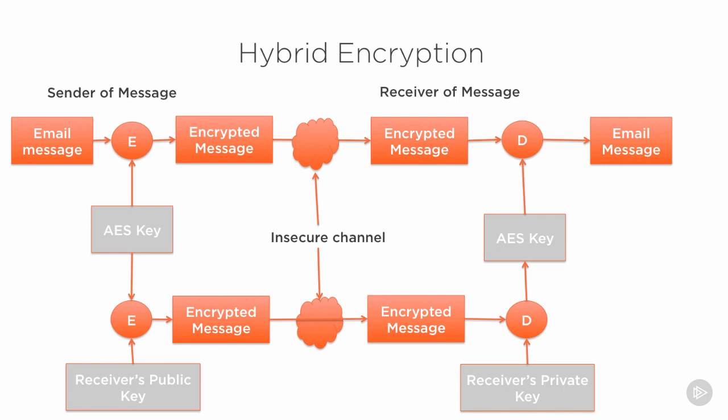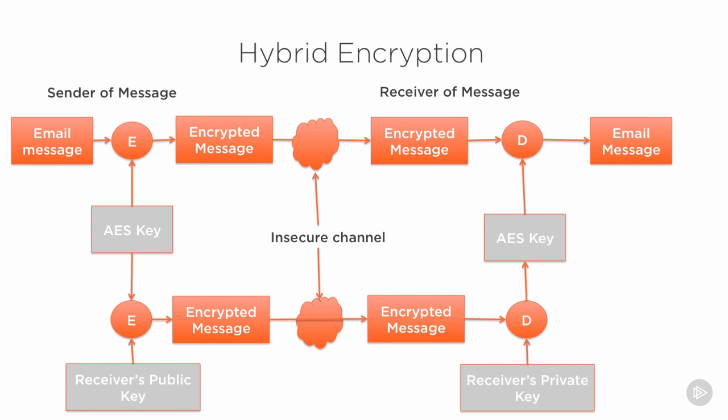So let's take, for example, the sender of the message as an email message that they want to send to the receiver, but they certainly don't want anyone else to be able to read their message. They encrypt that message, the email message, with an AES key, using then a symmetric algorithm. This gives us, of course, the encrypted message. That encrypted message can be sent through an insecure channel to the receiver.